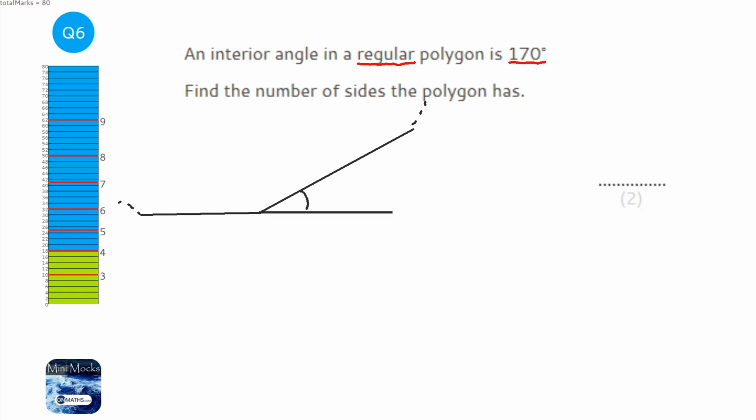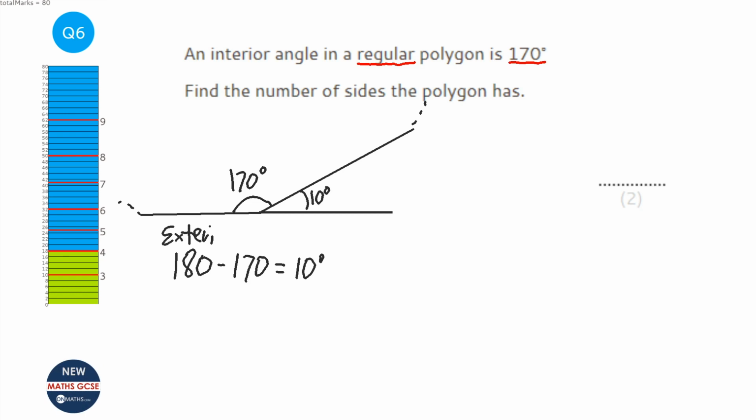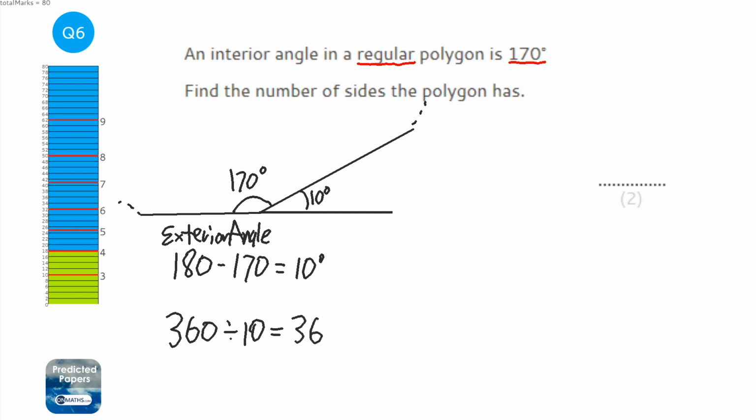would be useful. The interior angle here is 170 degrees. So to get the exterior angle, all we do is 180 take away 170, which is 10 degrees. And that's for the exterior angle. So if the exterior angle is 10 degrees, we know all exterior angles add up to 360. So we do 360 divided by 10, because each one is 10 degrees. And I don't need my calculator for that. I know that that's just going to be 36. So there's going to be 36 sides of that.